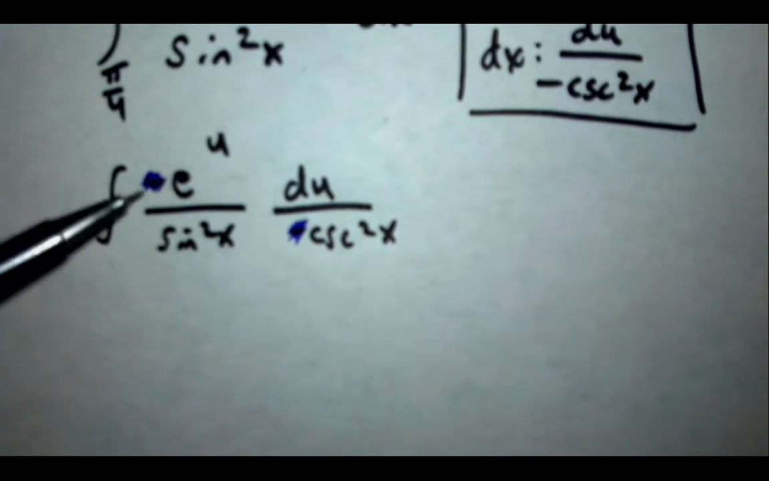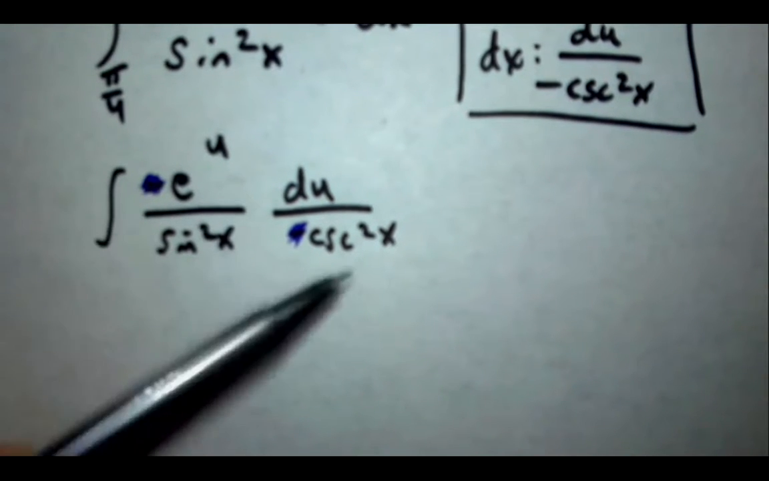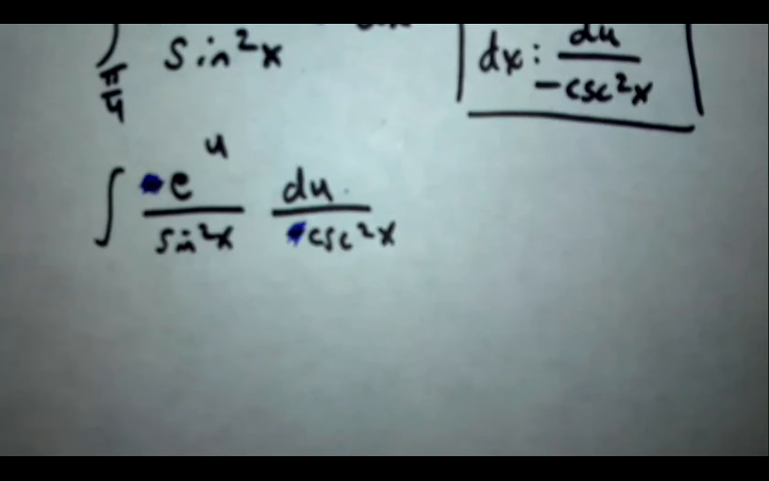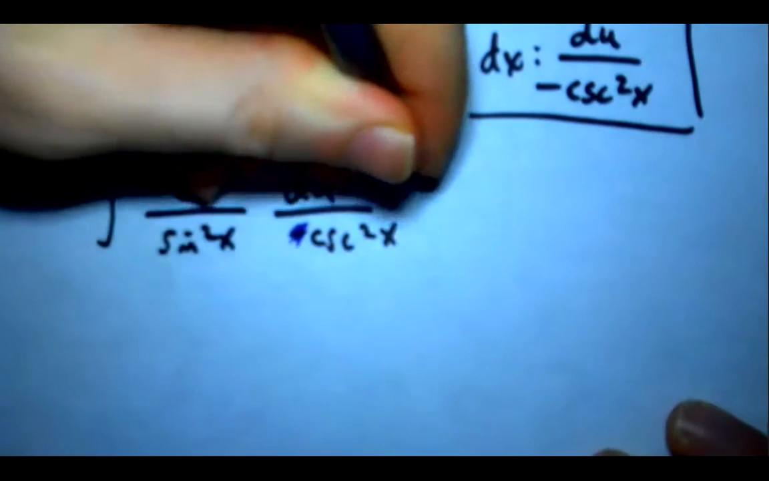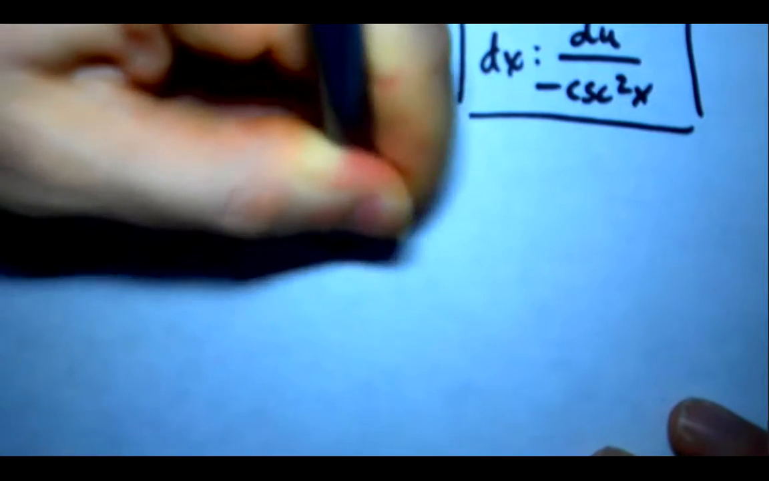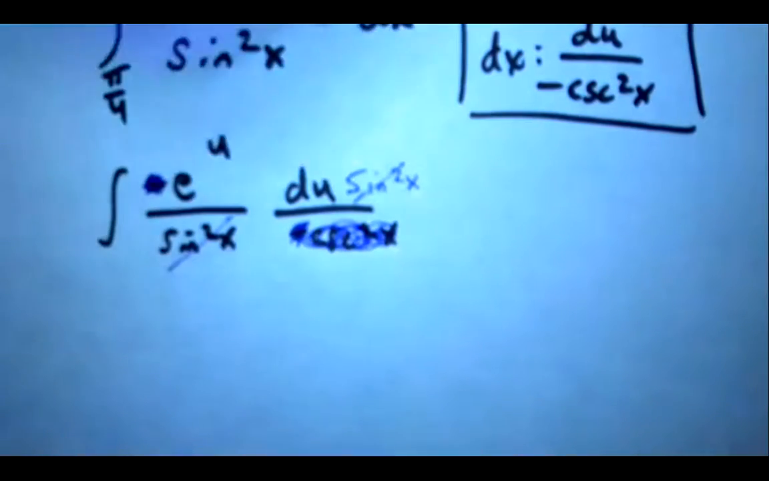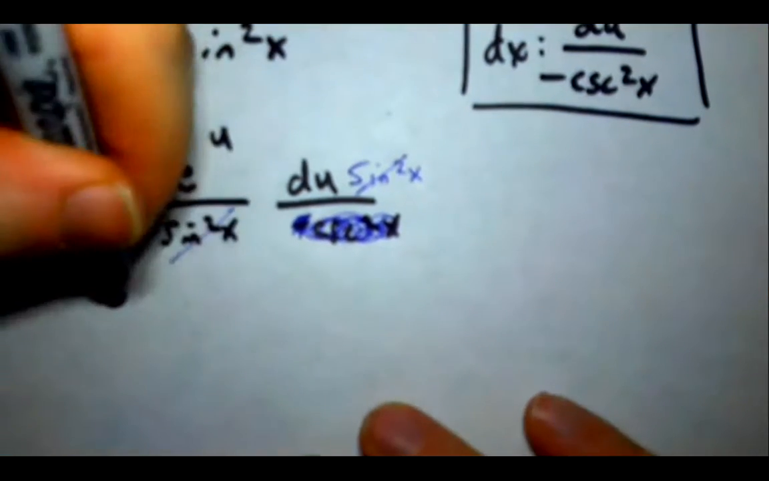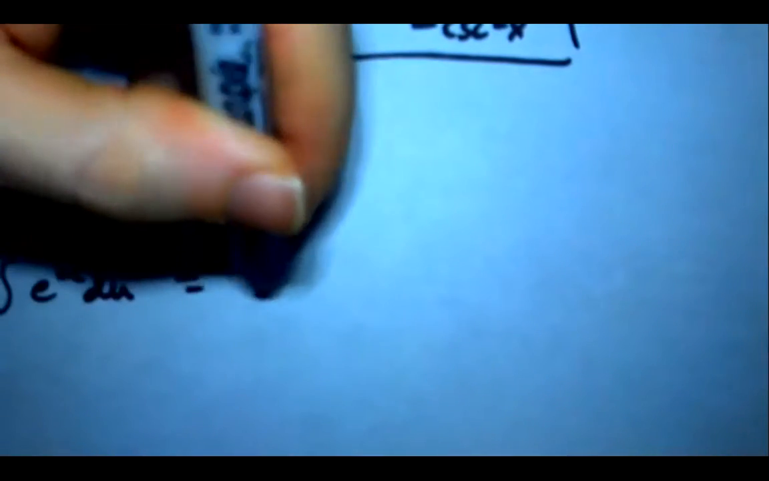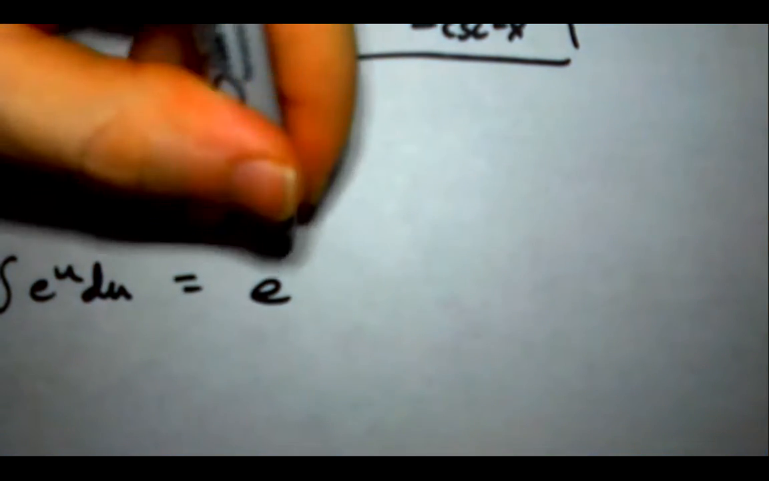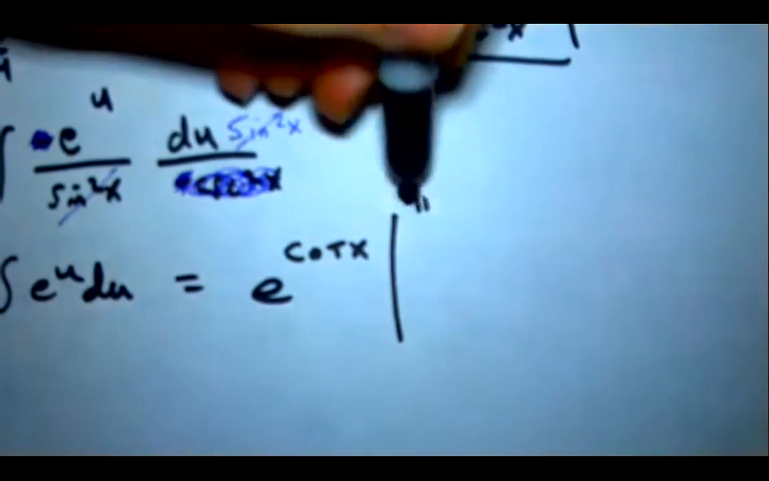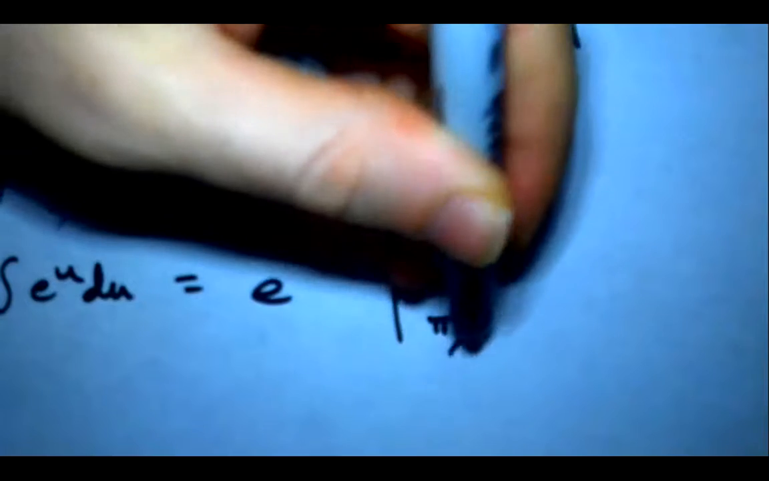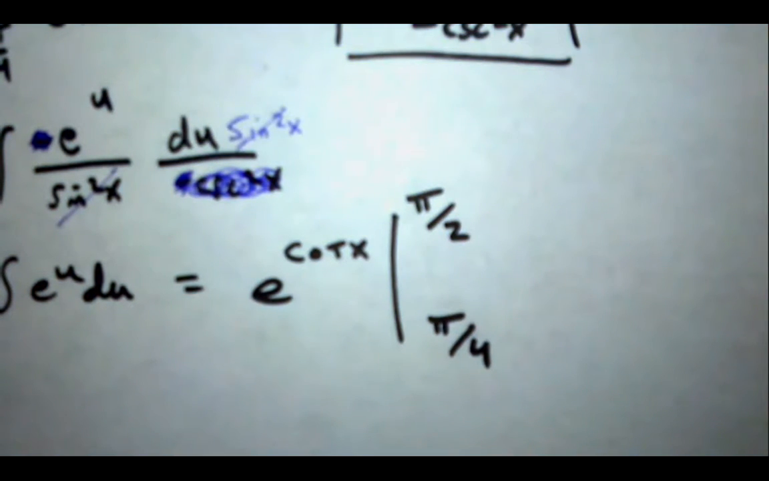If I flip this upstairs, it's cosecant squared. Or if I flip that upstairs, it's sine squared. Doesn't matter. Somehow we just want to cancel this. So it's sine squared x up there, and that allows us to cancel. Now we've got something we're ready to work with. The integral of e to the u du gives us e to the u, what's u, cotangent x, and now we've got bounds: pi over 2, pi over 4.